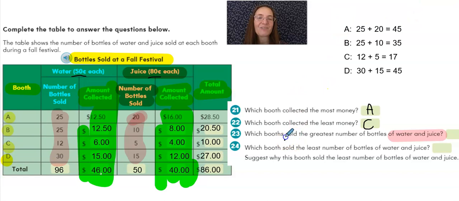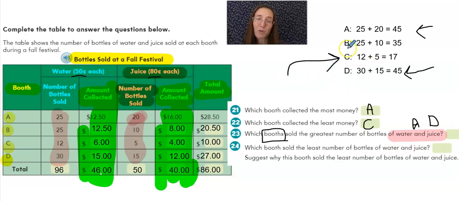And did you notice that in this question, they made the word booth plural? Once we look at this data, we see that Booth A and Booth D did sell the same number of bottles of either water or juice. So the correct answer down here is A and D. Finally, they ask, which booth sold the least number of bottles of water and juice? Well, this answer also comes from our extra calculations up here. Booth C really only sold 17, and they only amounted to $10, so that wasn't nearly as much as the other places. So the answer is C, which leads us to our last fine question.